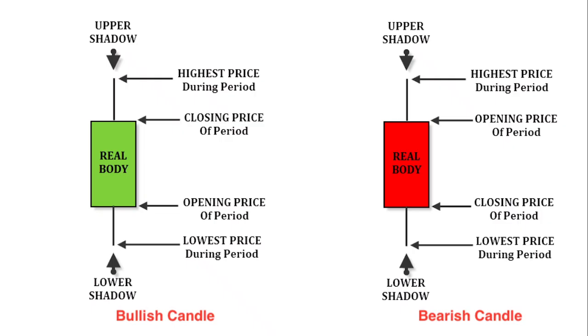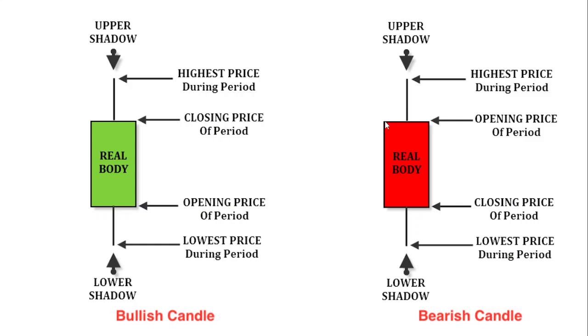So a little bit more about labeling these things. We can call them shadows, wicks, and this is the real body. This juicy stuff in the middle here, that's the real body. These little lines on top and on bottom, we can call them upper shadows and lower shadows. At the top here, this is the highest price of the day, and at the bottom of the lower shadow, this is the lowest price during the time period, the lowest price of the day.